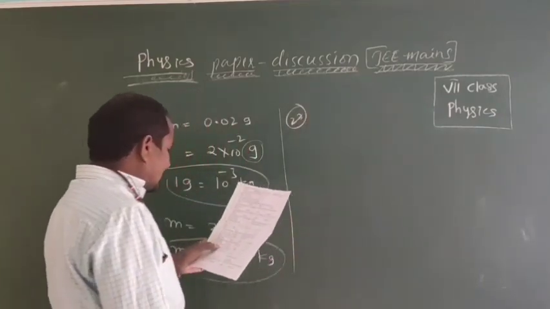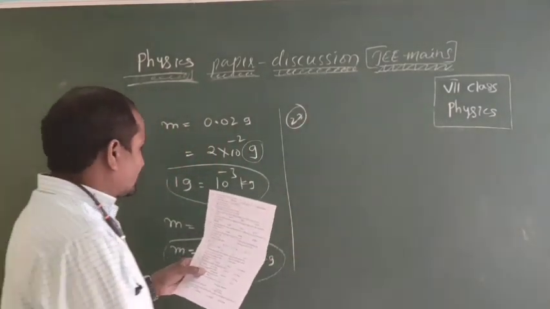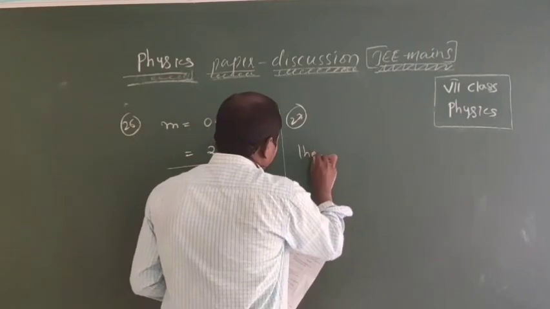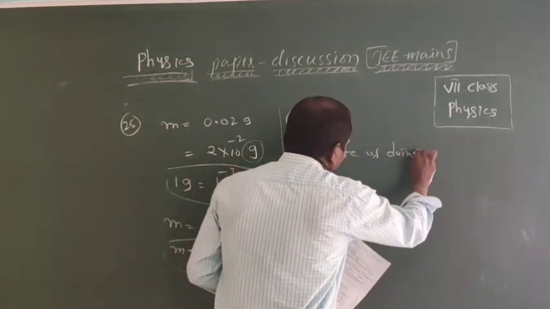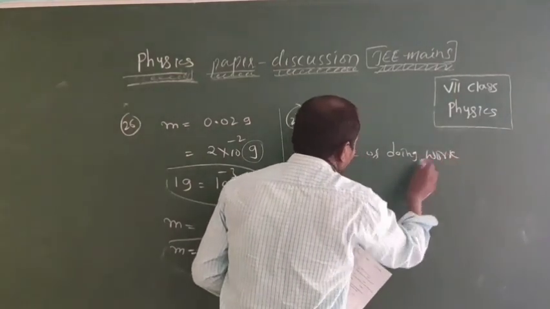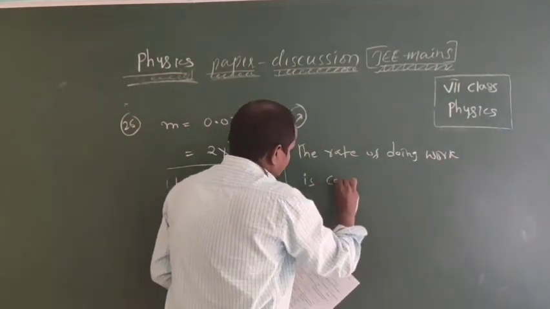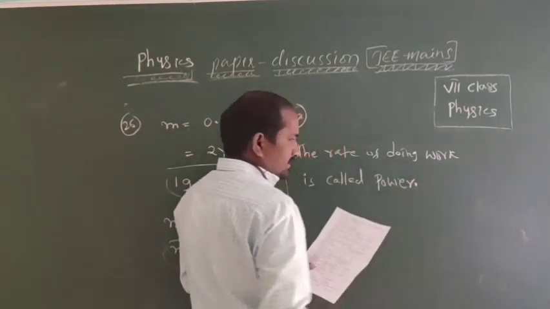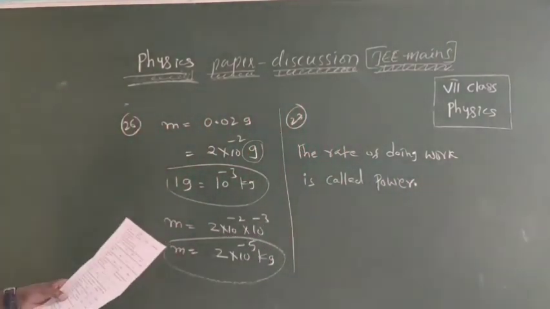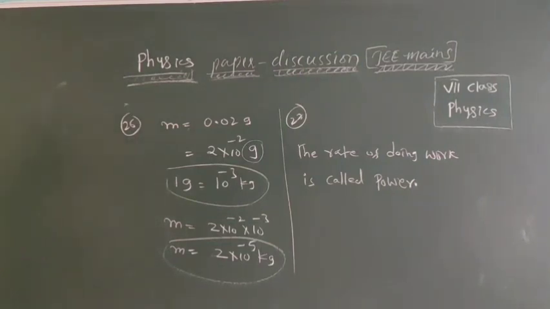27th one. The rate of doing work is called power. The rate of doing work is called power.